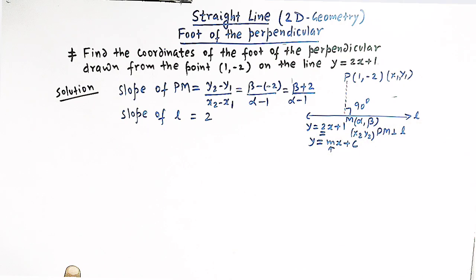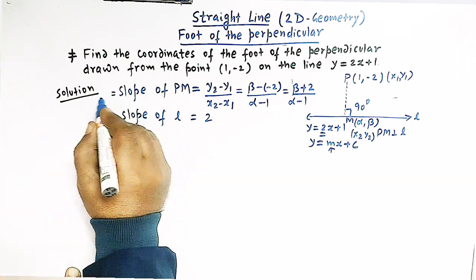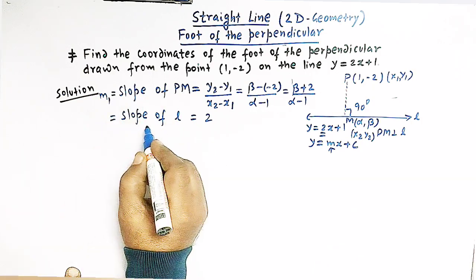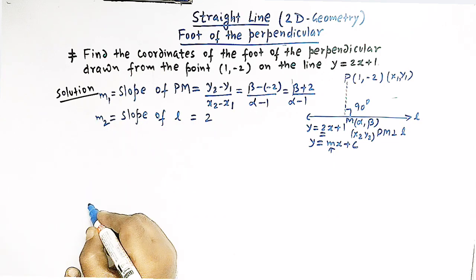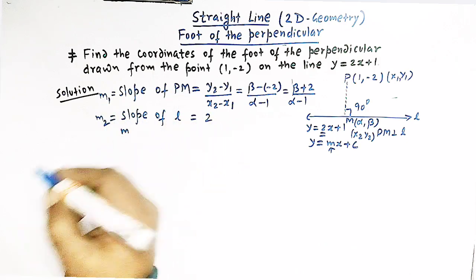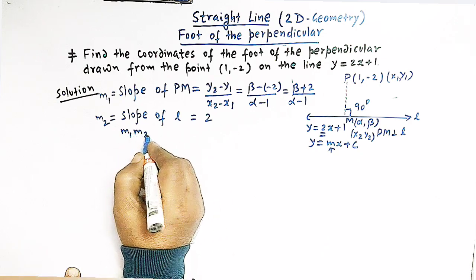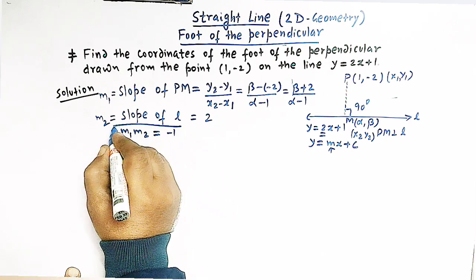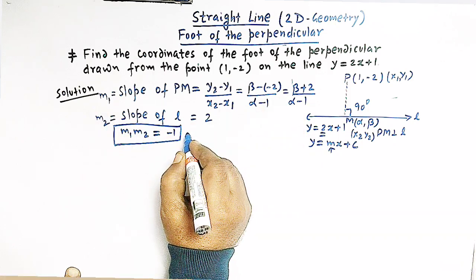So when two lines are perpendicular, then the product of their slopes is equal to minus 1. So here the slope of PM may be taken as say m1, and slope of the line L may be taken as say m2, right? So here these two lines are perpendicular, so we can use the condition of perpendicularity of two lines. So the product of the slopes is equal to minus 1. So let us substitute the values of m1 and m2 in this equation.